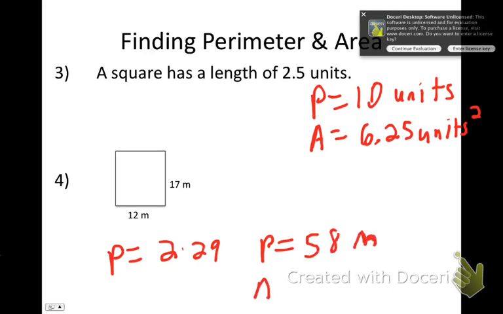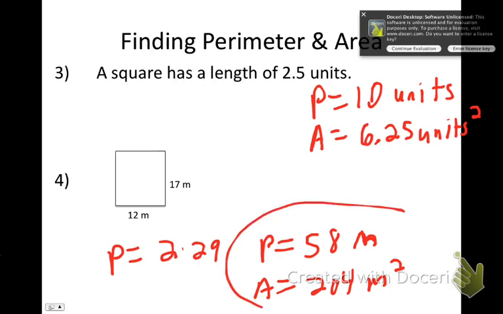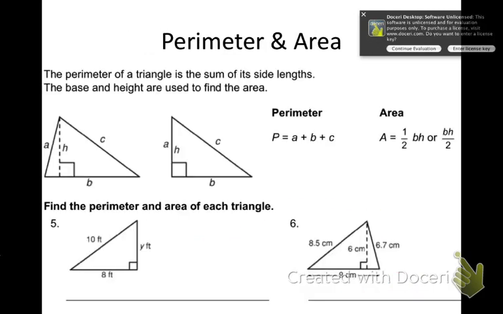And what would the area of that be? Martina? 204 centimeters squared. 204 what? How about meters squared? Meters squared. And there's our correct units. I used centimeters on both ends.